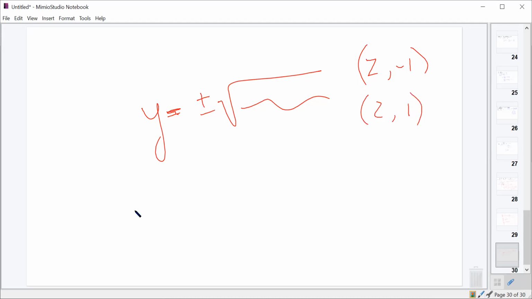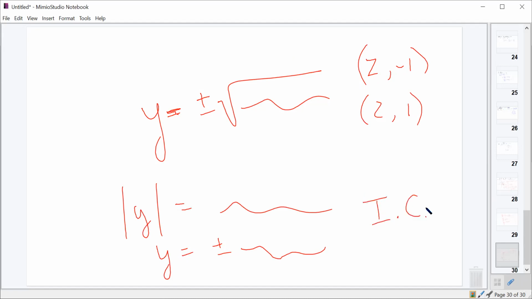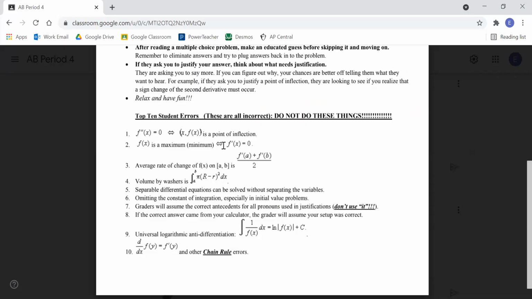Okay. The same thing applies if you have absolute value of y equals some stuff over here. Make sure that you look at y equals plus or minus whatever it is, and then look back to your initial condition and determine whether the plus or the minus makes more sense. That makes sense to everybody? I hope. All right.